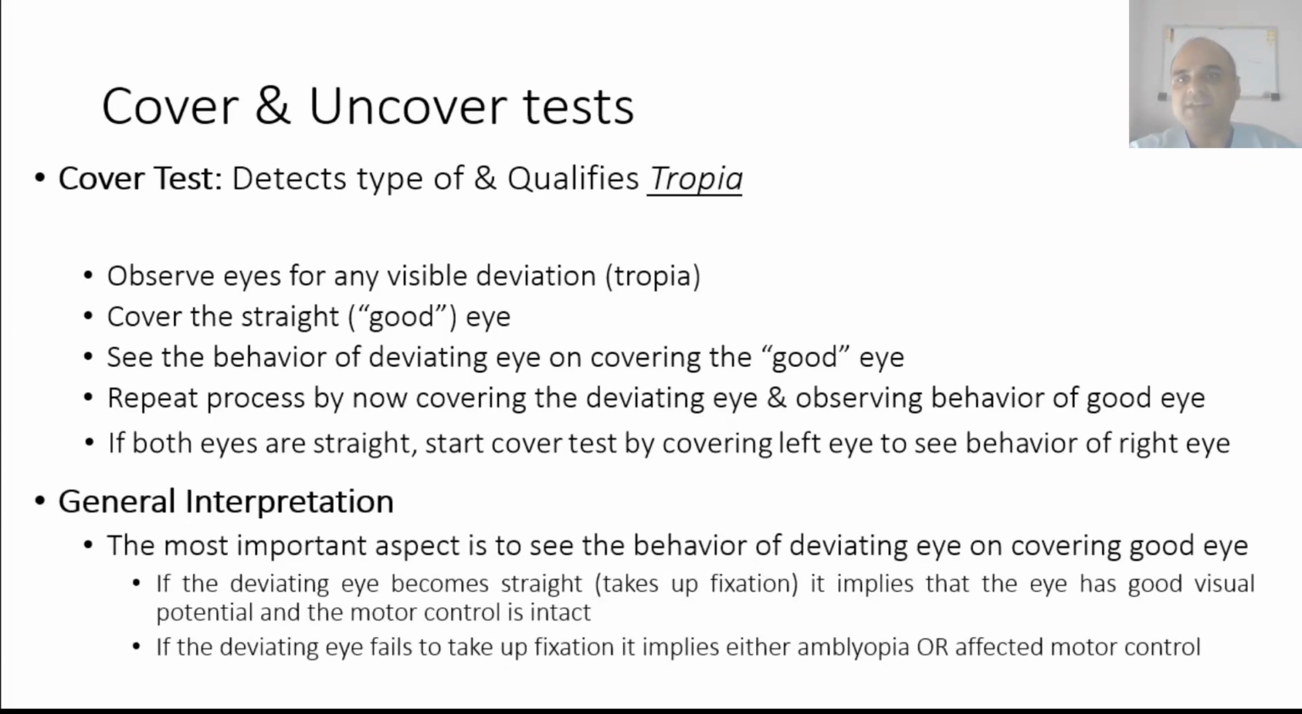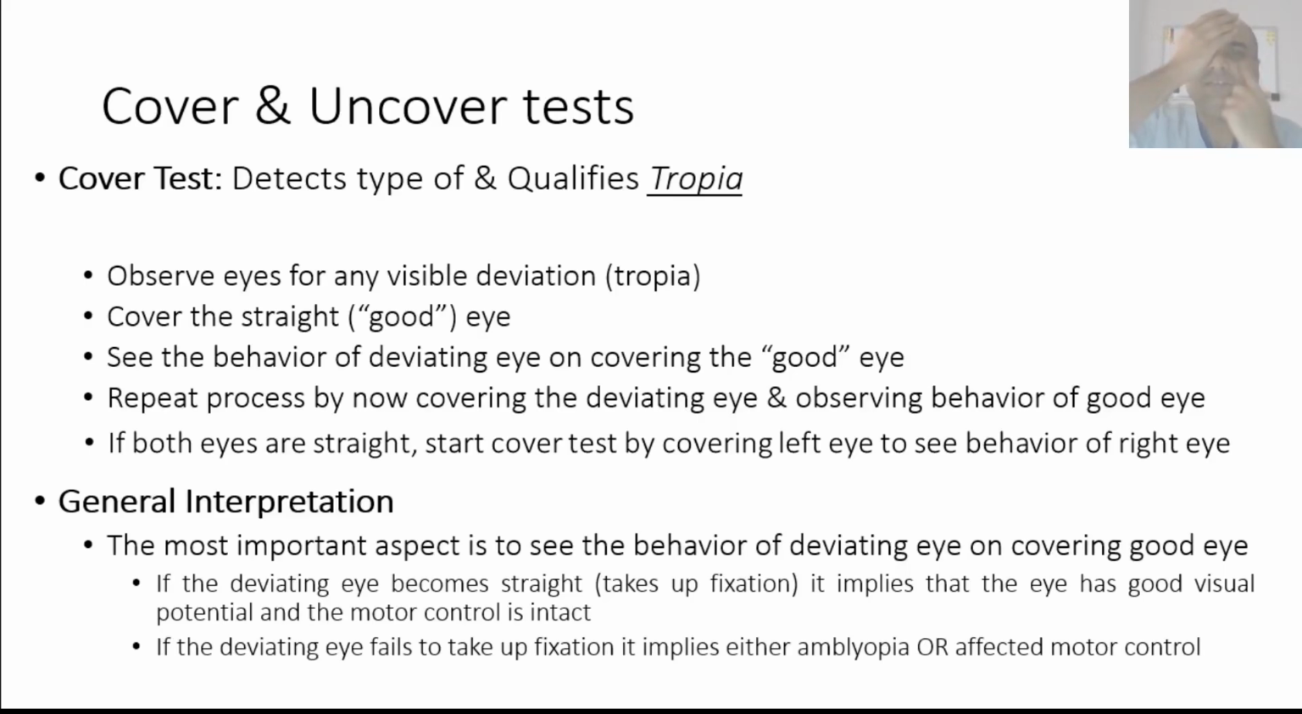So this is the general interpretation, and as I said, the most important aspect is to check the behavior of the deviating eye. What does it do when you cover the good eye? Because that's the entire point of the test: to qualify a tropia. So when you cover the good eye, see what the bad eye does. The bad eye can do two things. The bad eye meaning the deviating eye. It can either become straight and take up fixation, which would mean two things.